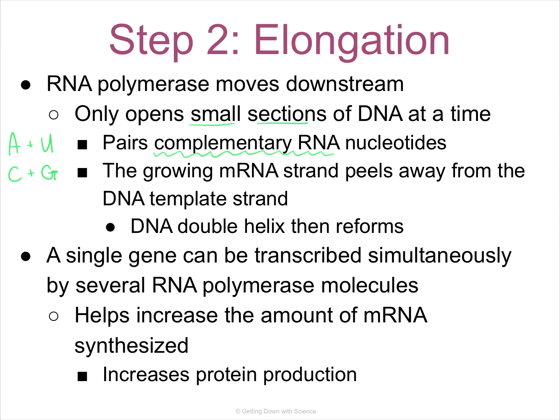Okay, and then the RNA strand is going to grow away from the DNA so it can be its own thing. Then after it's done, the DNA double helix is going to reform itself, which is great. A single gene can be transcribed simultaneously by several RNA polymerase molecules. So this means that it can work faster, and we can make proteins faster in our body, which is something that happens all the time.